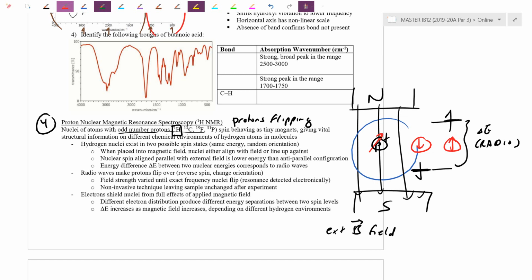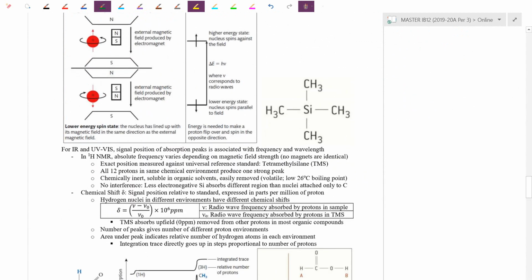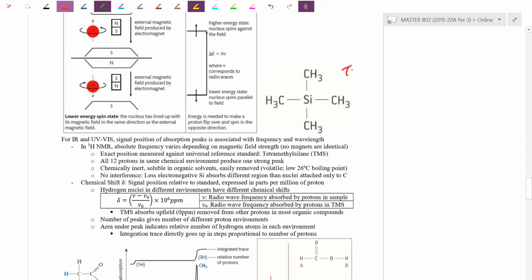This was really useful in defining hydrogen environments and distinguishing how the hydrogens are attached in your molecule. I already went over that with you here. Nice picture for it. This one here is our TMS, tetramethylsilane.